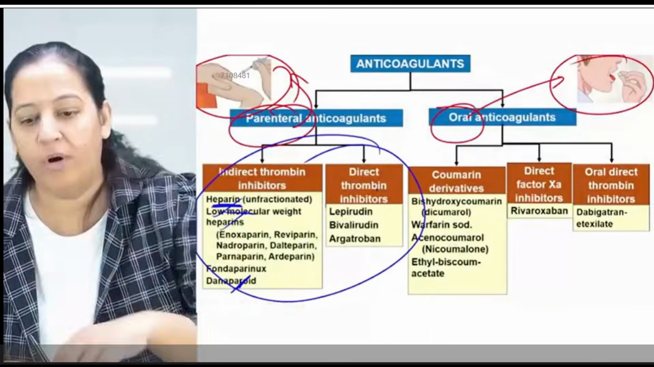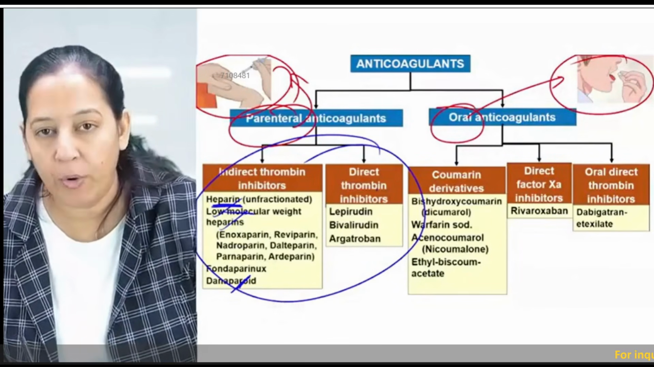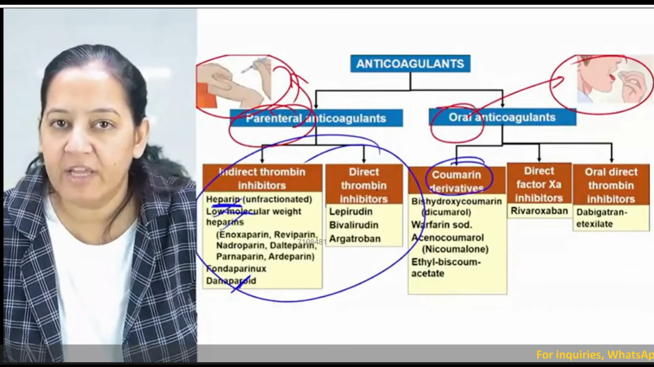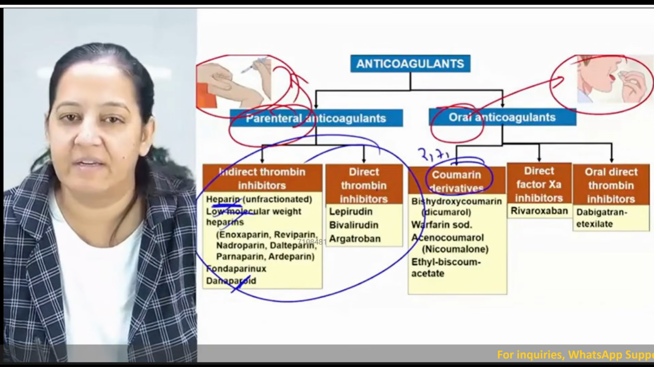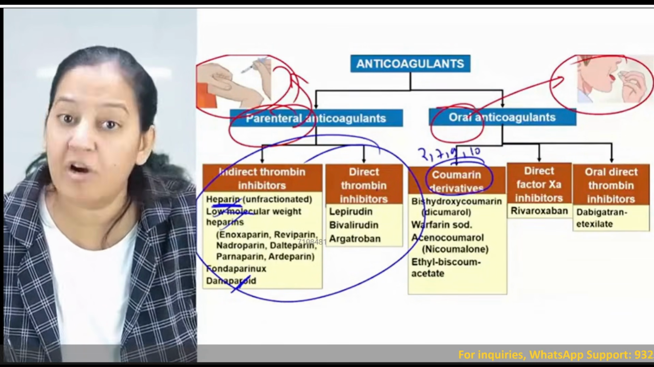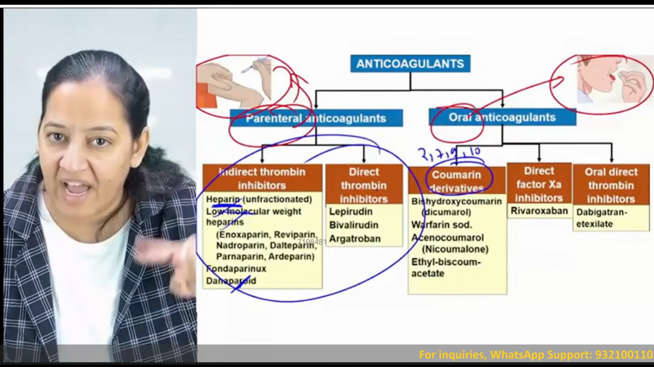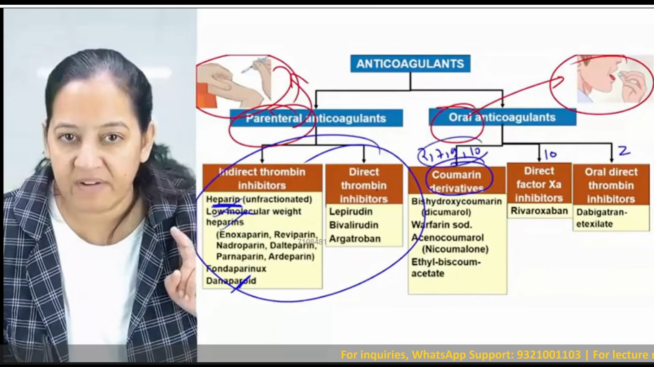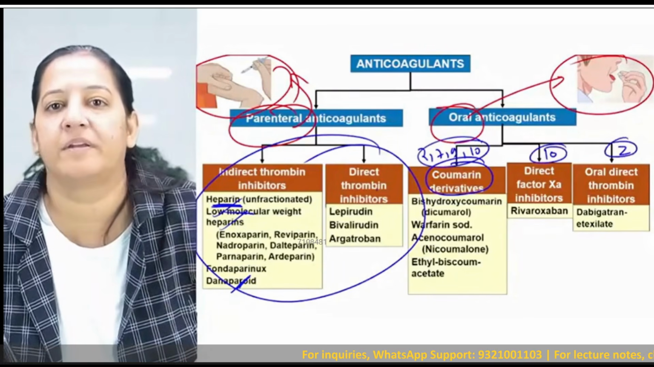Okay, now coming to the oral. Here we have Coumarin derivatives. Coumarin derivatives inhibit factors 2, 7, 9, 10, the ones which are activated by vitamin K. Okay, there are direct factor 10 inhibitors and there are direct factor 2 inhibitors. So you can see 2, 7, 9, 10 inhibitors, 10 inhibitor and 2 inhibitor.